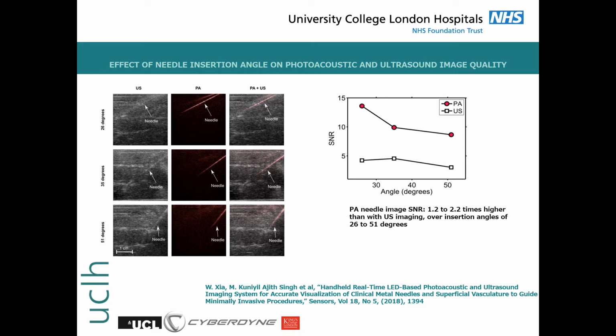A 14-gauge needle was inserted into a chicken breast ex vivo at a number of angles ranging from shallow to steep, and the needle was imaged in plane using both ultrasound and photoacoustic imaging. The signal-to-noise ratio was measured and was found to be consistently higher with PAI, with signal-to-noise ranging from 1.2 to 2.2 times higher at angles ranging from 26 to 51 degrees.